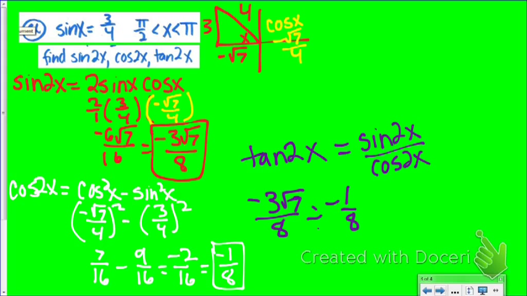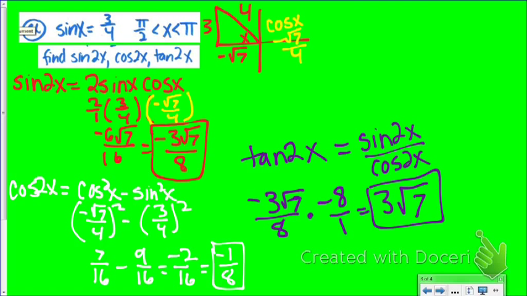But remember, when we divide fractions, we actually are multiplying by the reciprocal. And what's going to happen here after I reduce, I'm going to end up with just a positive 3 square root of 7.